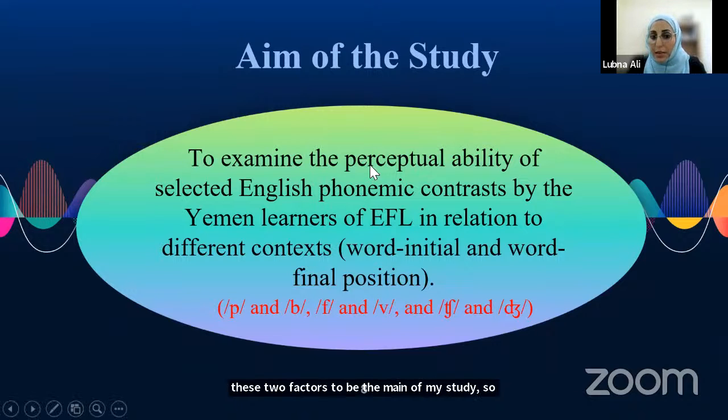So the main aim is to examine the perceptual ability of the selected English phonemic contrasts by Yemeni learners of EFL in relation to different contexts as they reside in Malaysia, and those are the three phonemic contrasts.